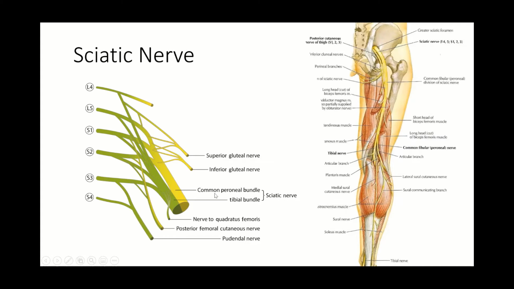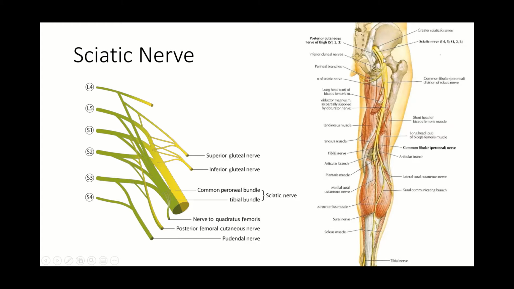So we have the yellow one, which is the common peroneal bundle, or the common fibular bundle, as well as the green one, which is the tibial bundle. So the tibial nerve and the common fibular nerve, or the common peroneal nerve. L4, L5, S1, S2, and S3, all those nerve roots together make up the sciatic nerve. So based on which level of the nerve is irritated, symptoms will present in different areas of the body.